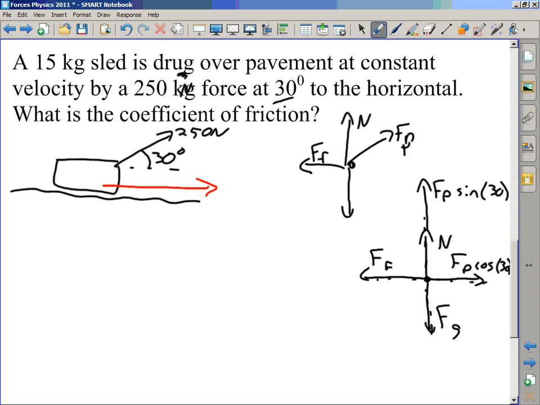Okay. Positives and negatives. Which way do you want to be positive? Up or down? Up. Means down is negative. Right or left? Right.